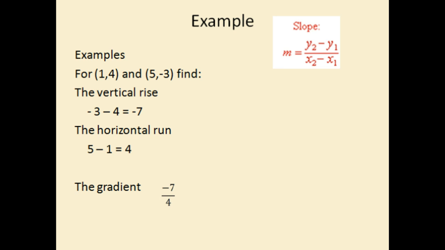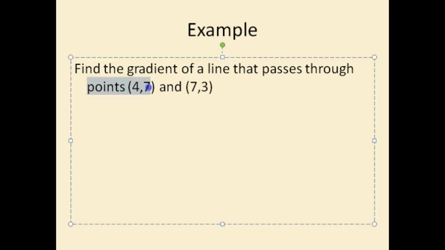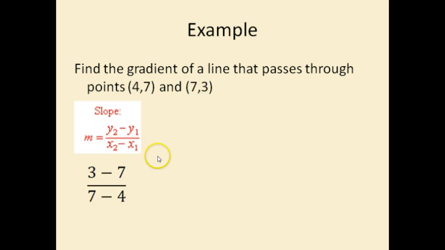Let's have a look at another set of coordinates that might be a bit friendlier. Find the gradient of the line that passes through the points 4, 7 and 7, 3. So 4, 7 is x1 and y1, and 7, 3 is x2, y2. What I've done here is remembered my formula again, and replaced each of these x and y values into my formula.